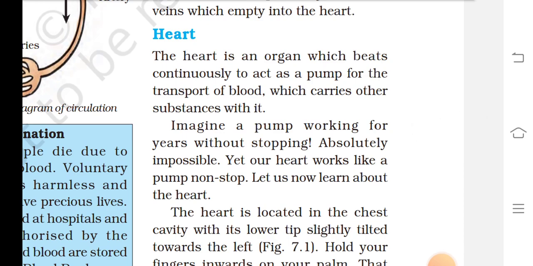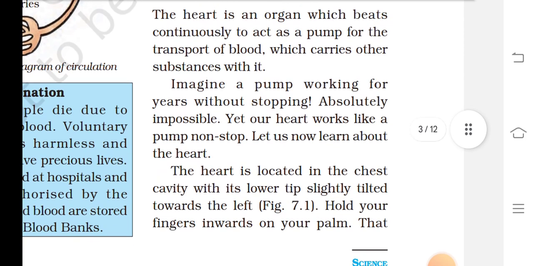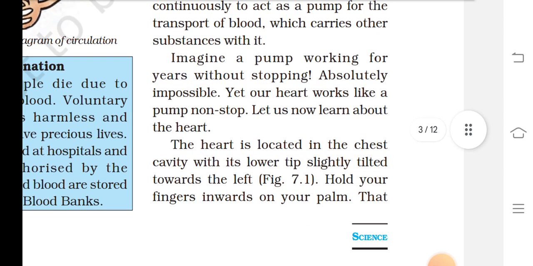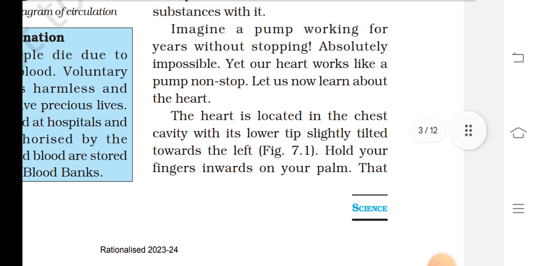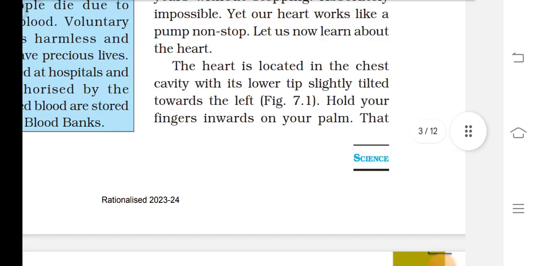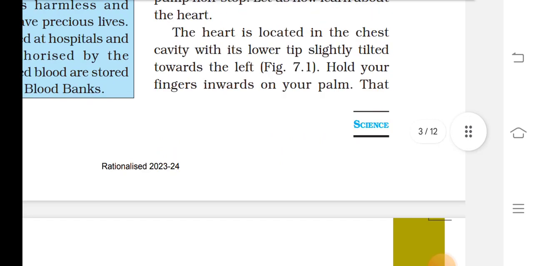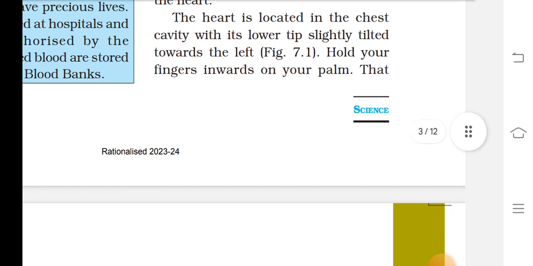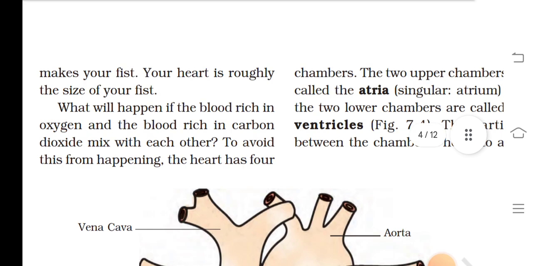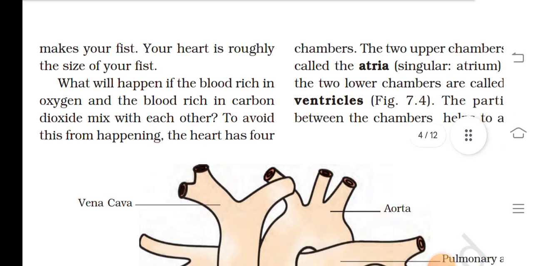The heart is an organ which beats continuously to act as a pump for the transport of blood, which carries other substances with it. Imagine a pump working for years without stopping. Absolutely impossible, yet our heart works like a pump non-stop. Let us now learn about the heart. The heart is located in the chest cavity with its lower tip slightly tilted towards the left. Fold your fingers inwards on your palm. That makes your fist. Your heart is roughly the size of your fist.